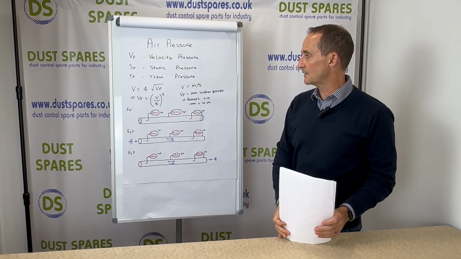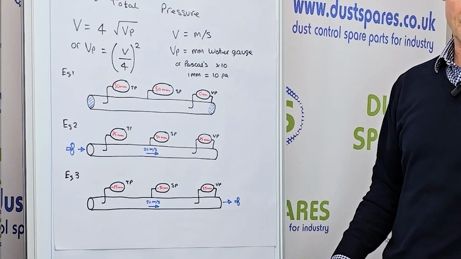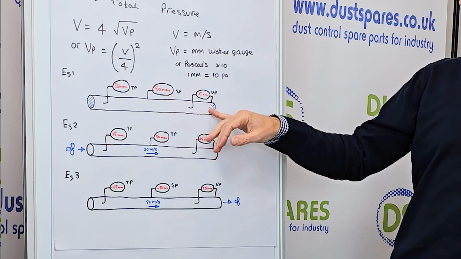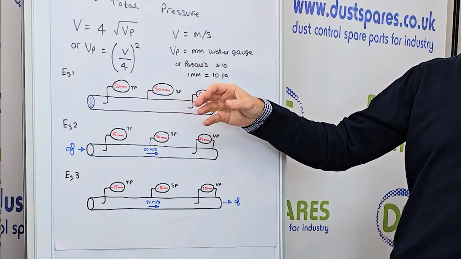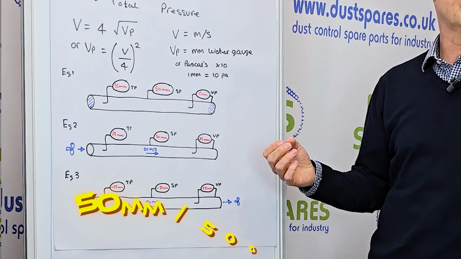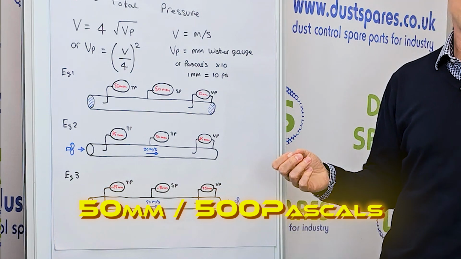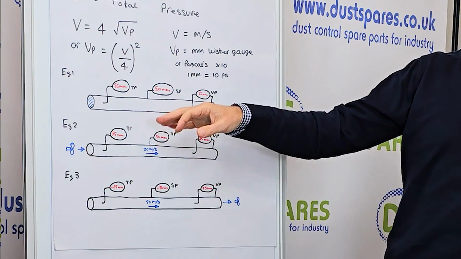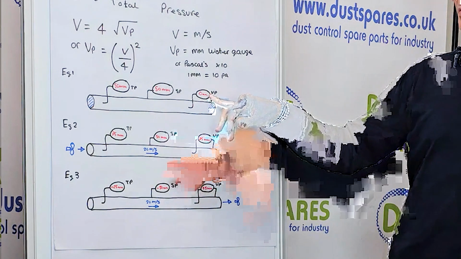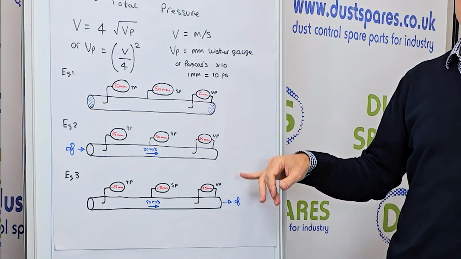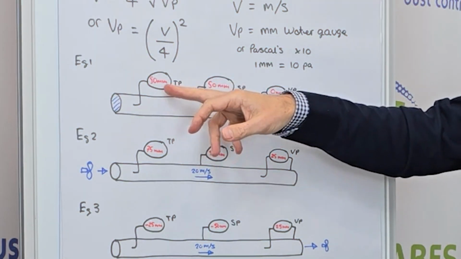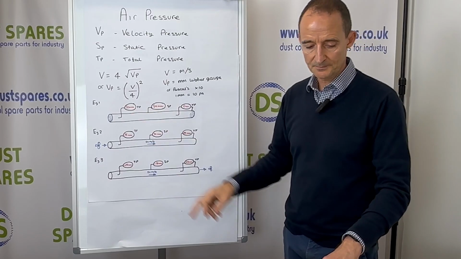So here we've got a few examples of what that looks like. In example 1, we've got a sealed duct capped off at both ends, and inside there's a pressure of 50 millimeters water gauge, or 500 pascals. The velocity pressure is 0 because it's sealed and there's no air flowing. The static pressure is 50 millimeters, giving a total pressure of 50 millimeters.